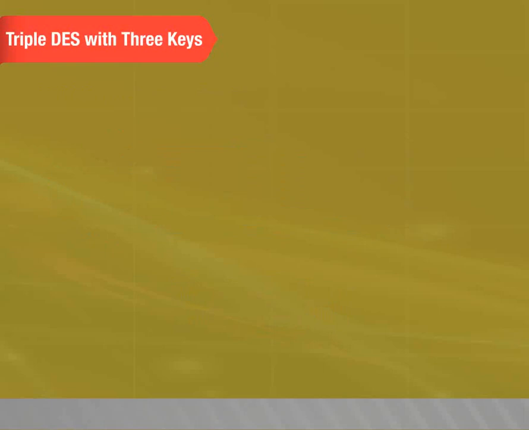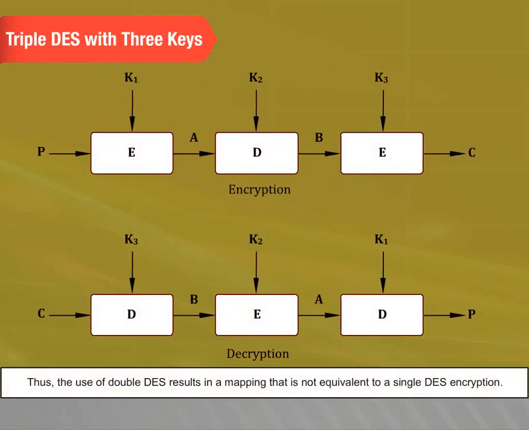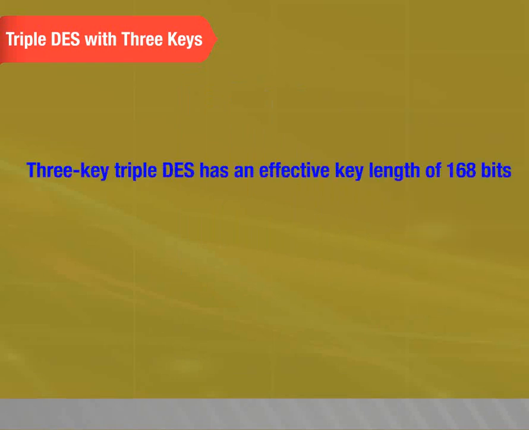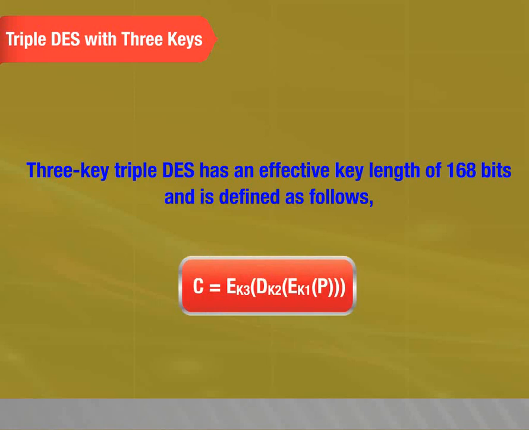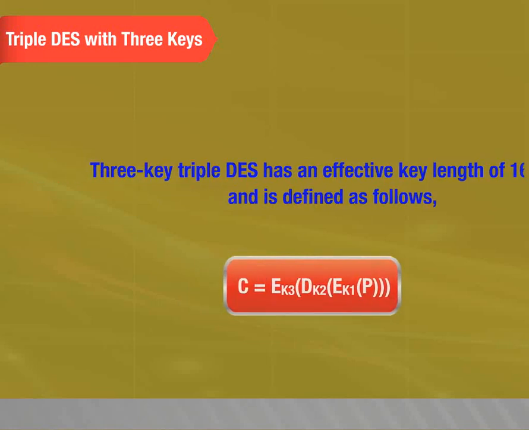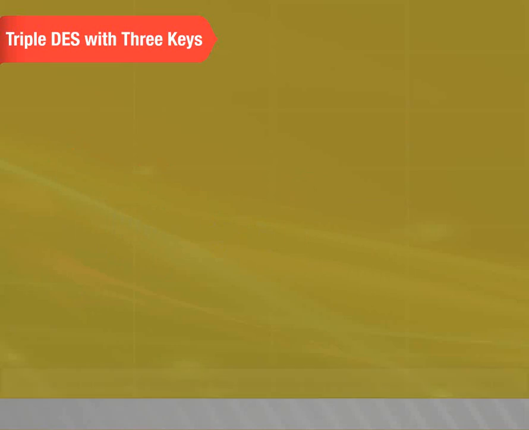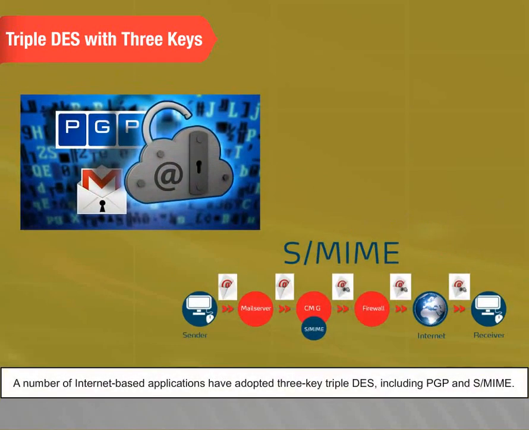Triple DES with 3 keys. Thus, the use of double DES results in a mapping that is not equivalent to a single DES encryption. Many researchers now feel that 3-key triple DES is the preferred alternative, for example, [Kali 96]. 3-key triple DES has an effective key length of 168 bits and is defined as follows: C equals EK3 of DK2 of EK1 of P. Backward compatibility with DES is provided by putting K3 equal to K2 or K1 equal to K2. A number of internet-based applications have adopted 3-key triple DES, including PGP and S/MIME.